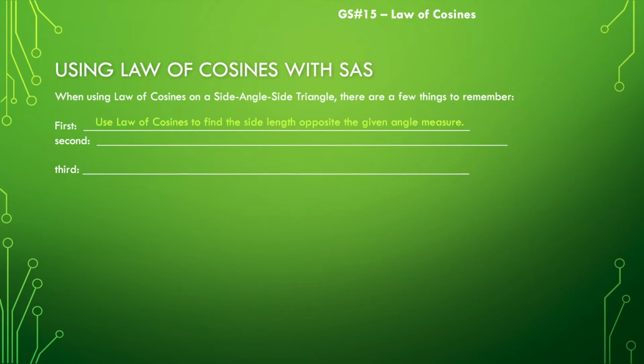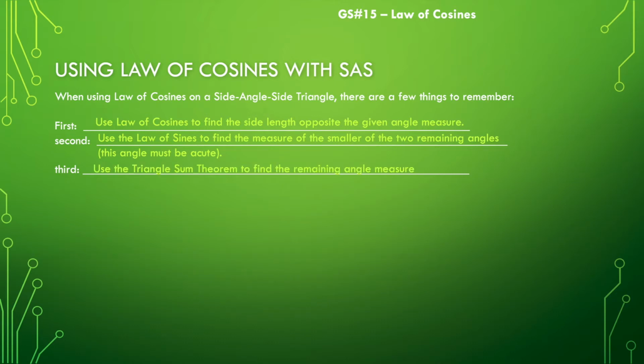We're going to start by using the law of cosines to find the side length opposite the given angle measure first. Then once we have that, we'll have a pair, an angle measure and an opposite side length. So then we can revert to the law of sines to find the measures of the other angles. We are going to focus first on the smaller of the two remaining angles, and this angle will be acute. It's got to be acute. And then after that, we're going to use the triangle sum theorem to find the remaining angle measure.